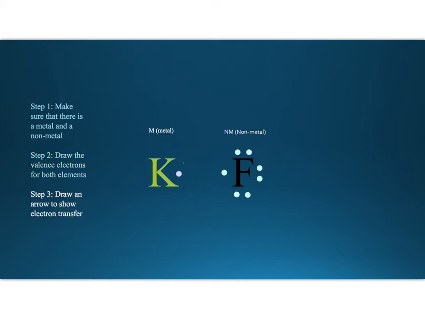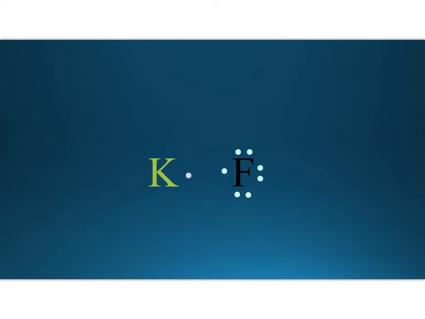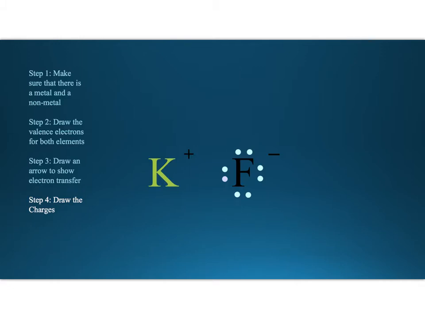The third step is to draw an arrow to show the electron transfer. So this electron is going to transfer over here. Potassium is going to lose an electron, but fluorine is going to gain an electron. And here are just the images of that. The fourth step is to draw the charges. Because potassium lost an electron, it becomes positive, and because fluorine gained an electron, it becomes negative.